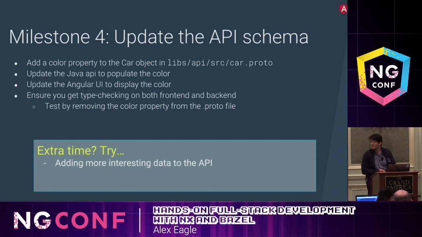The Java API doesn't have type checking, does it? In VS Code, the Java API won't type check, only on the command line. But we deserialize it to the.